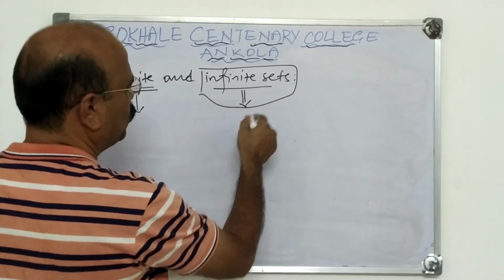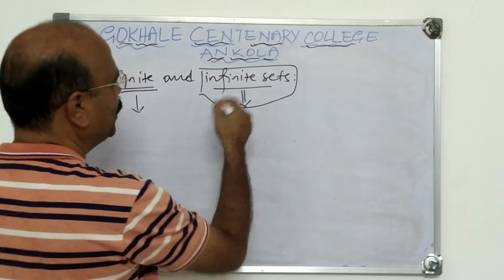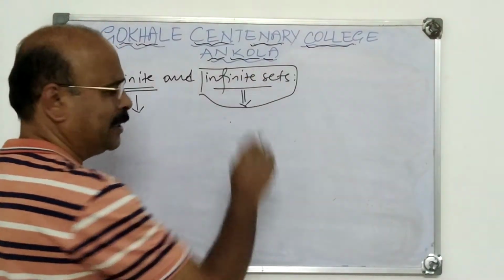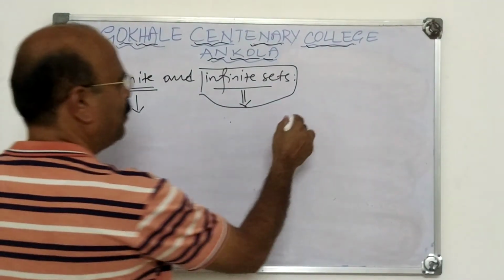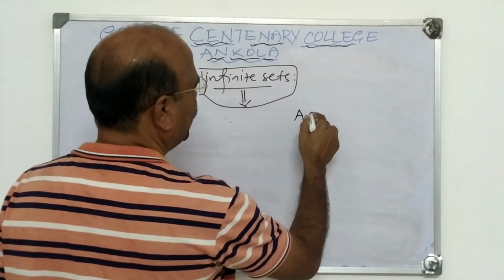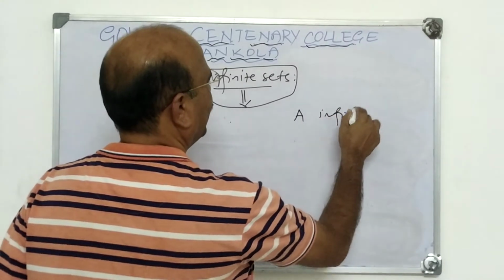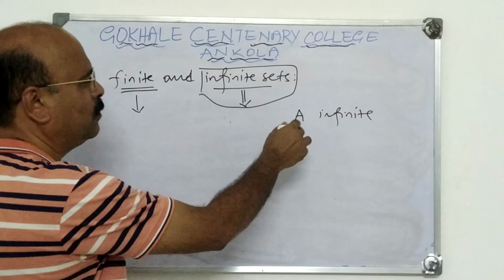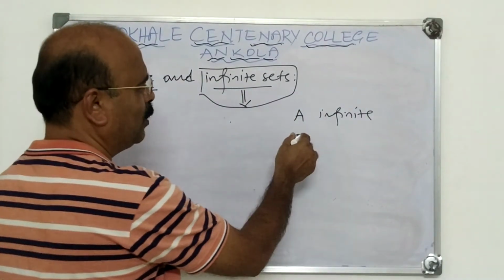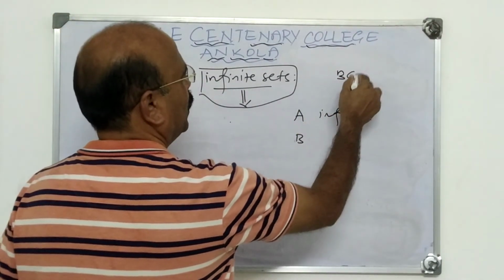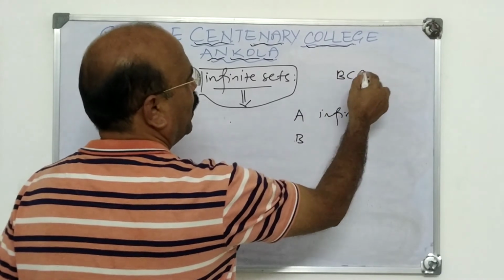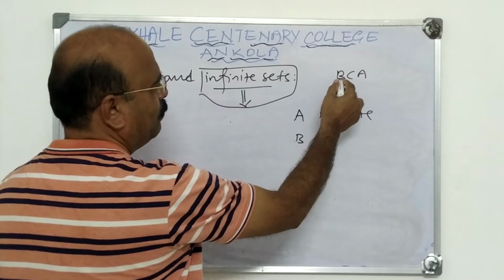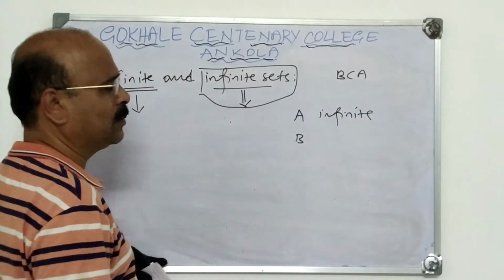A set is said to be infinite if it is equivalent to its proper subset. A set capital A is said to be infinite if it is equivalent to a proper subset of A. What do you mean by proper subset of A? If B is contained in A and A contains at least one element which is not in B, then you see that B is a proper subset of A.